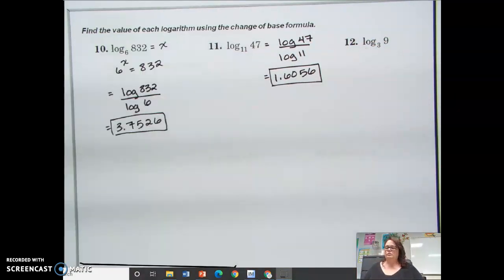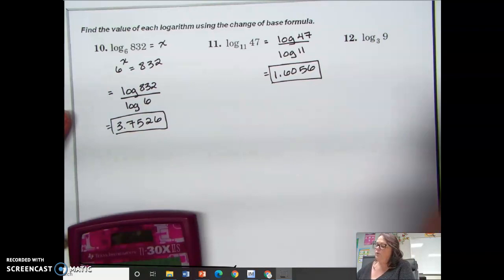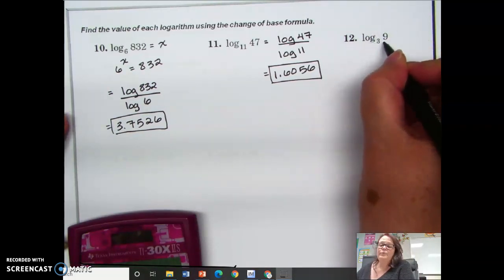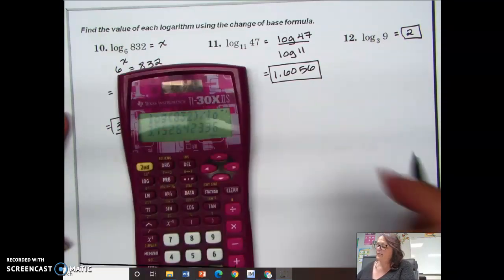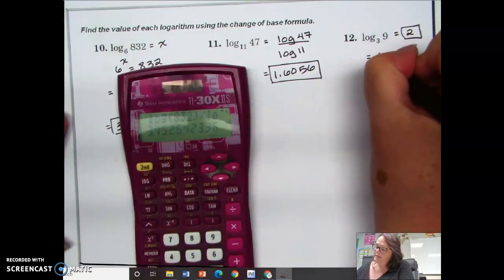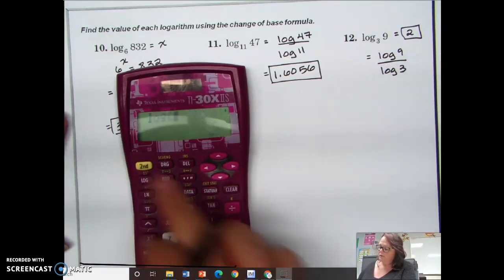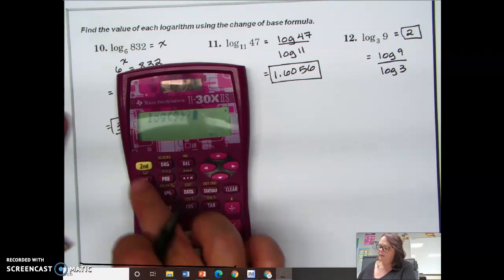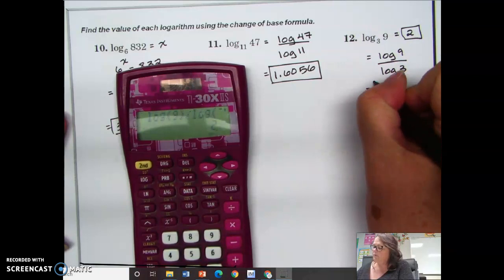All right, so see what you can do with number 12. So you could either say what power of 3 gives me 9, so the answer should be 2, but let's see if we can get that on our calculator. This is going to be the log base 10 of 9 divided by the log base 10 of 3. And so if I do the log base 10 of 9 divided by the log base 10 of 3, we get 2, just like we were supposed to.